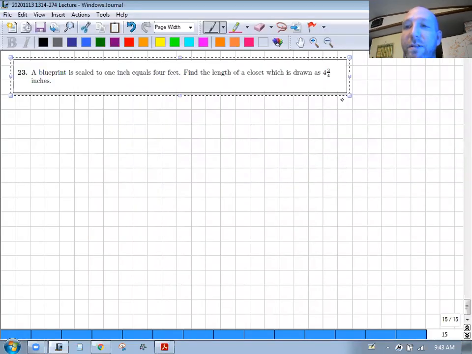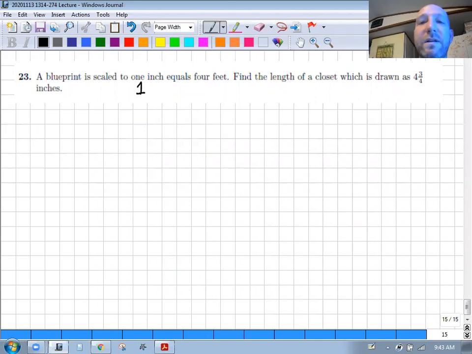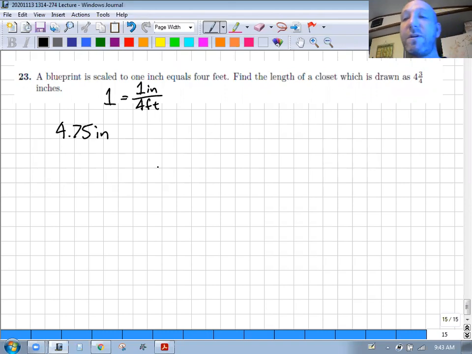All right, a blueprint is scaled to 1 inch equals 4 feet. So 1 inch and 4 feet is the pure number 1. Find the length of a closet which is drawn as 4 and 3/4 inches. 4 and 3/4 inches, that's 4.75 inches. That's how it's drawn in the blueprint.